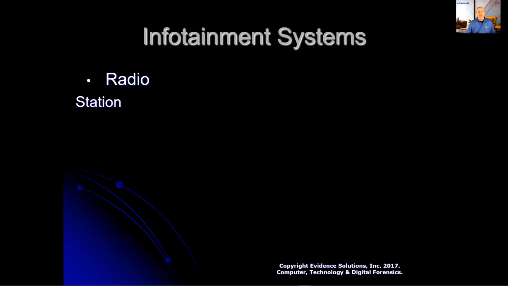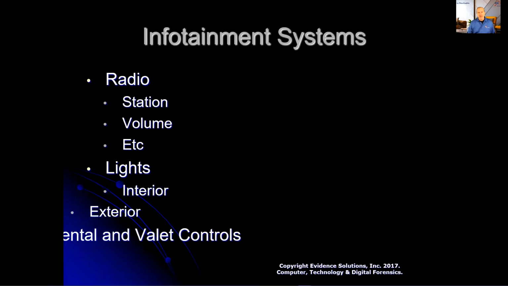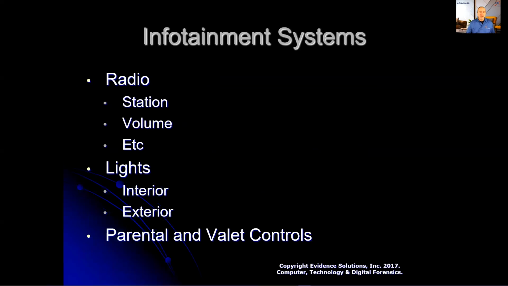In addition, we have information about the radio, what radio station was being listened to, what volume it was, and things like that. We know whether or not the interior lights were on, whether or not the exterior lights were on, the last time the right-hand passenger door was opened, the last time the windows were rolled down, and things like that. We also know information about parental and valet controls.